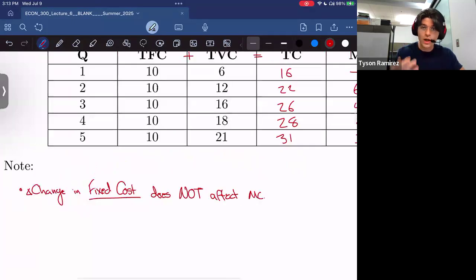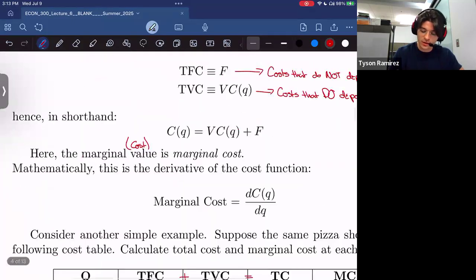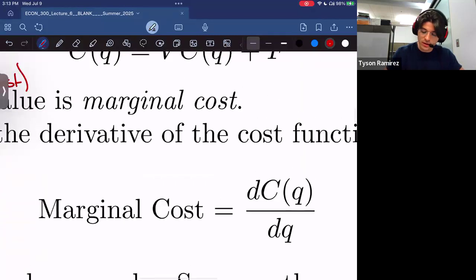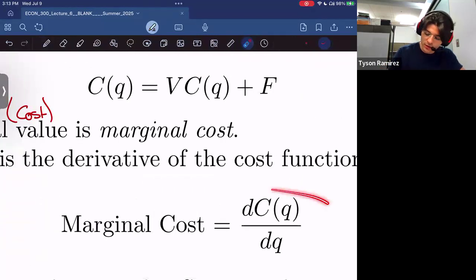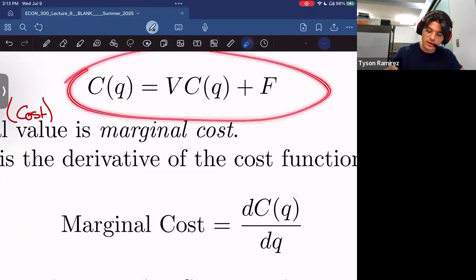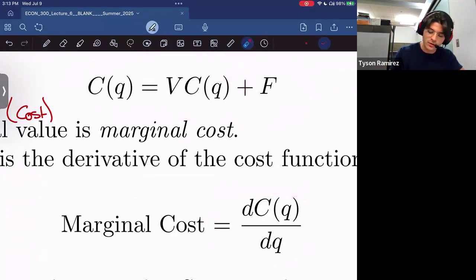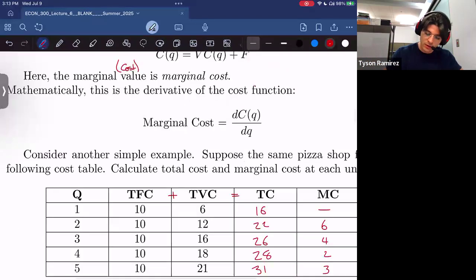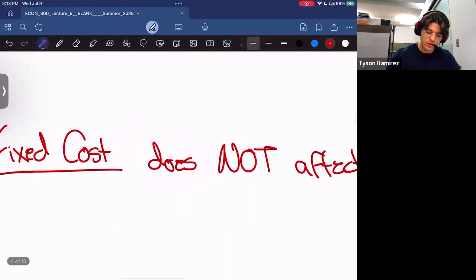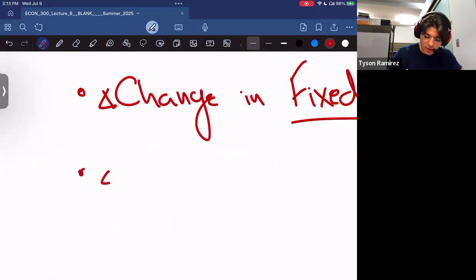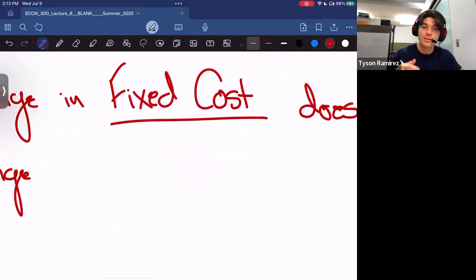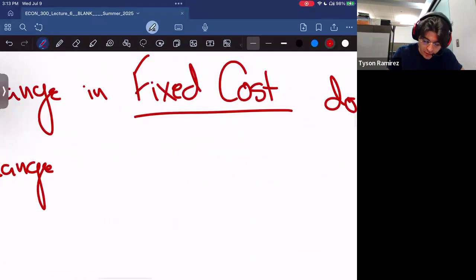And why is that? Because if this is our cost function and we define marginal cost as the derivative of the cost function, when we take the derivative, this is a constant, and so the derivative of this is 0. So whether this is 1, 10, 1,000, or a million, it doesn't affect our marginal cost. We're always paying that fixed cost. So a change in fixed cost does not affect marginal cost. Meanwhile, a change in variable cost affects the marginal cost.